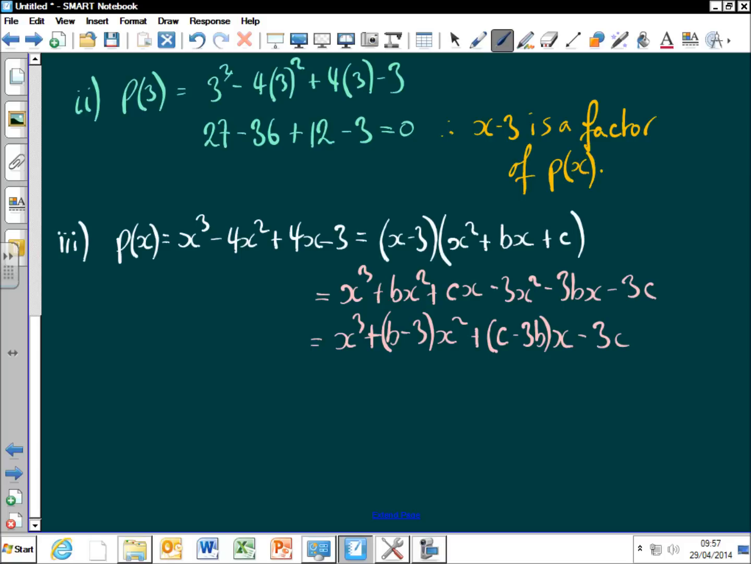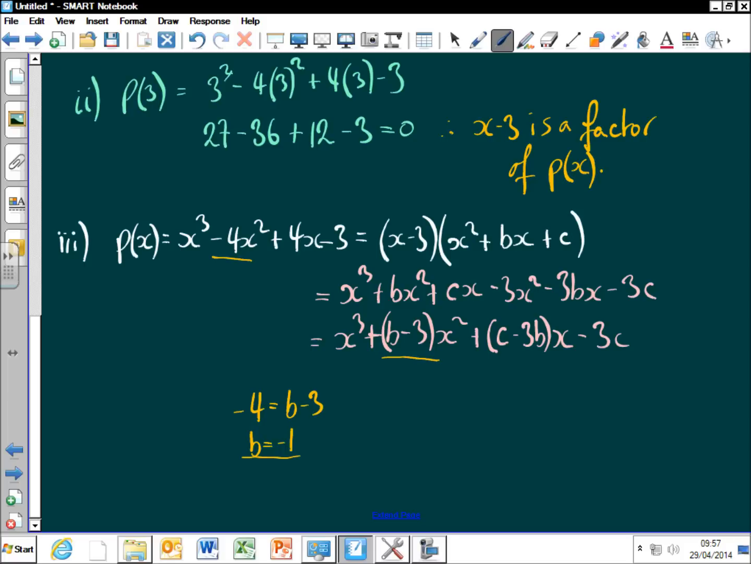I'm going to compare the amount of x cubes I should have on both is the same. I've got 1x cubed at the top and 1x cubed at the bottom here, so that's good. Now here I've got minus 4x squared there and b minus 3x squared there, but they should be the same. So I can write down that minus 4 should be equal to b minus 3, and then I can just rearrange this and find out what b is. So adding 3 to both sides, I get that b is equal to minus 1.